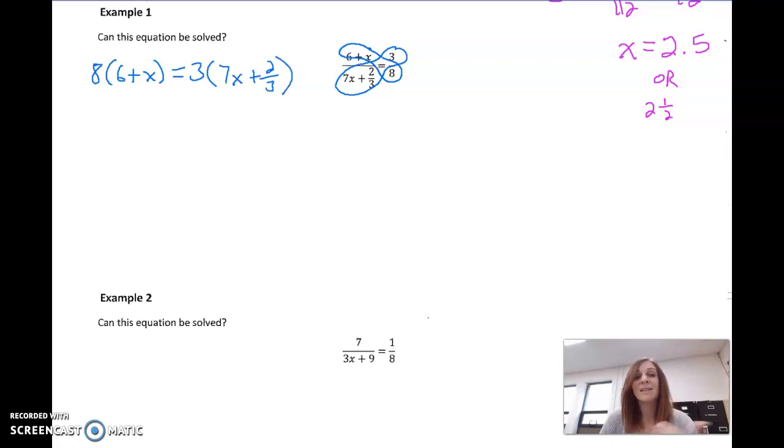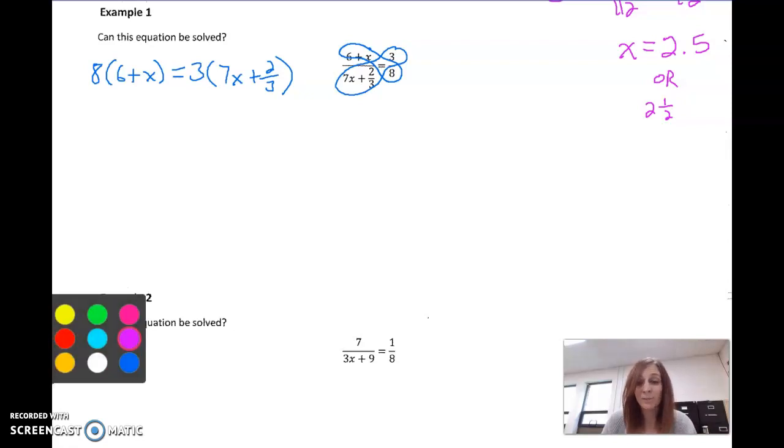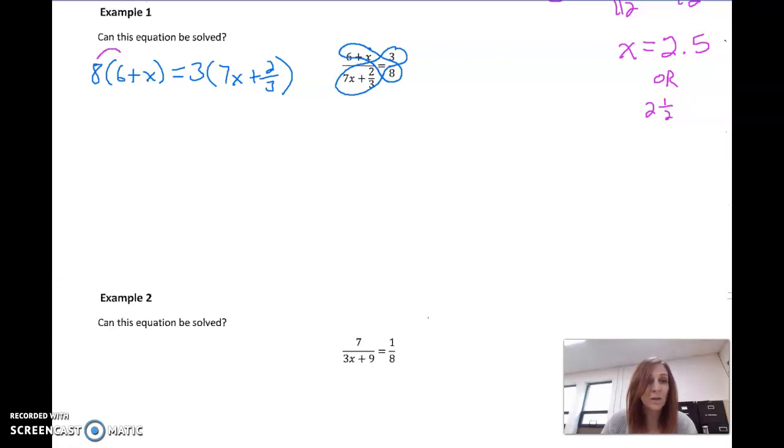Once you do that, this is like a problem we've been working on, a multi-step equation. We're going to use our distributive property and solve it. Simplify each side. Distributive property: 8 times 6 is 48, plus 8 times x, equals 3 times 7x, which is 21x, plus 3 times 2/3.